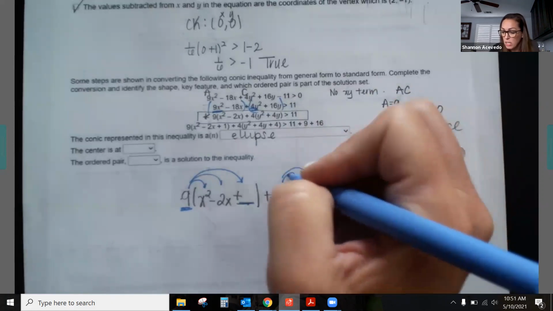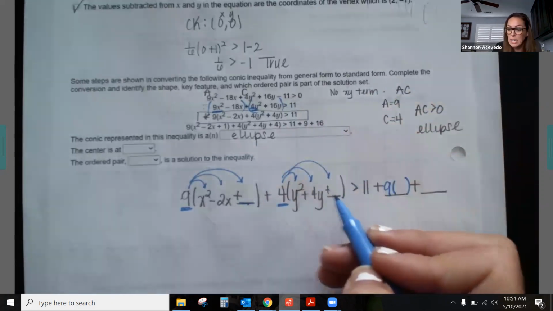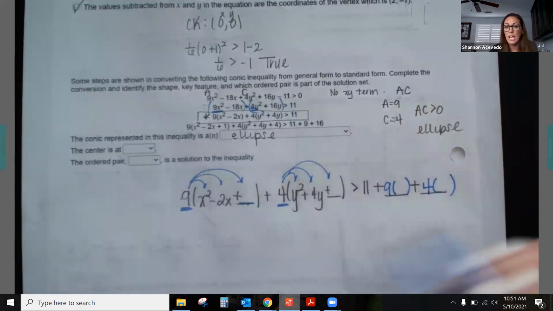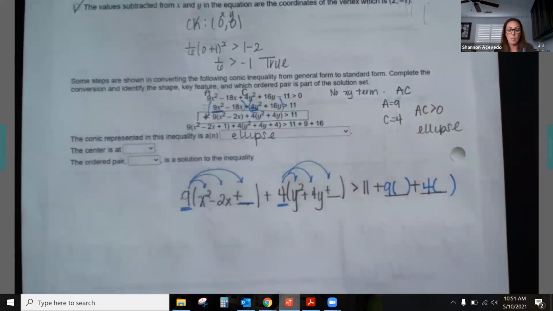This really gets distributed to each piece. So what I'm adding here is really going to be 4 times that value. So what I add to one is what I have to add to the other. And I'm going to get this in standard form. So we're just completing the square. It's just a little bit of a review.